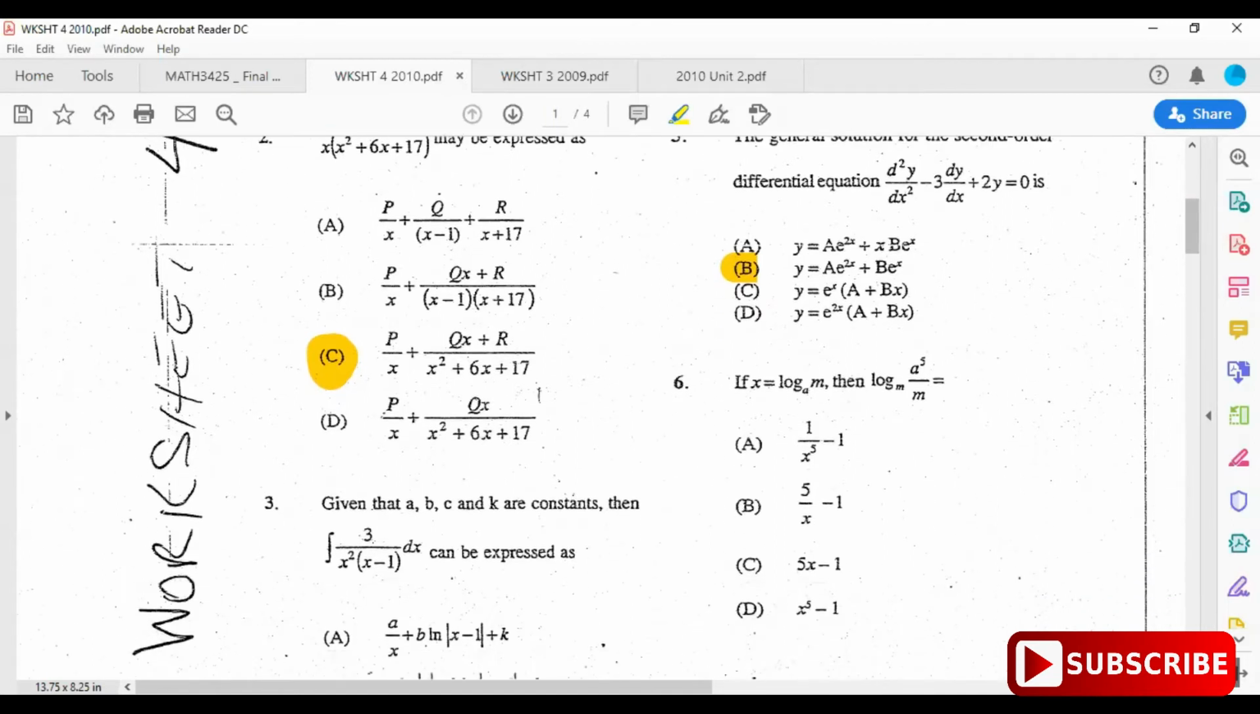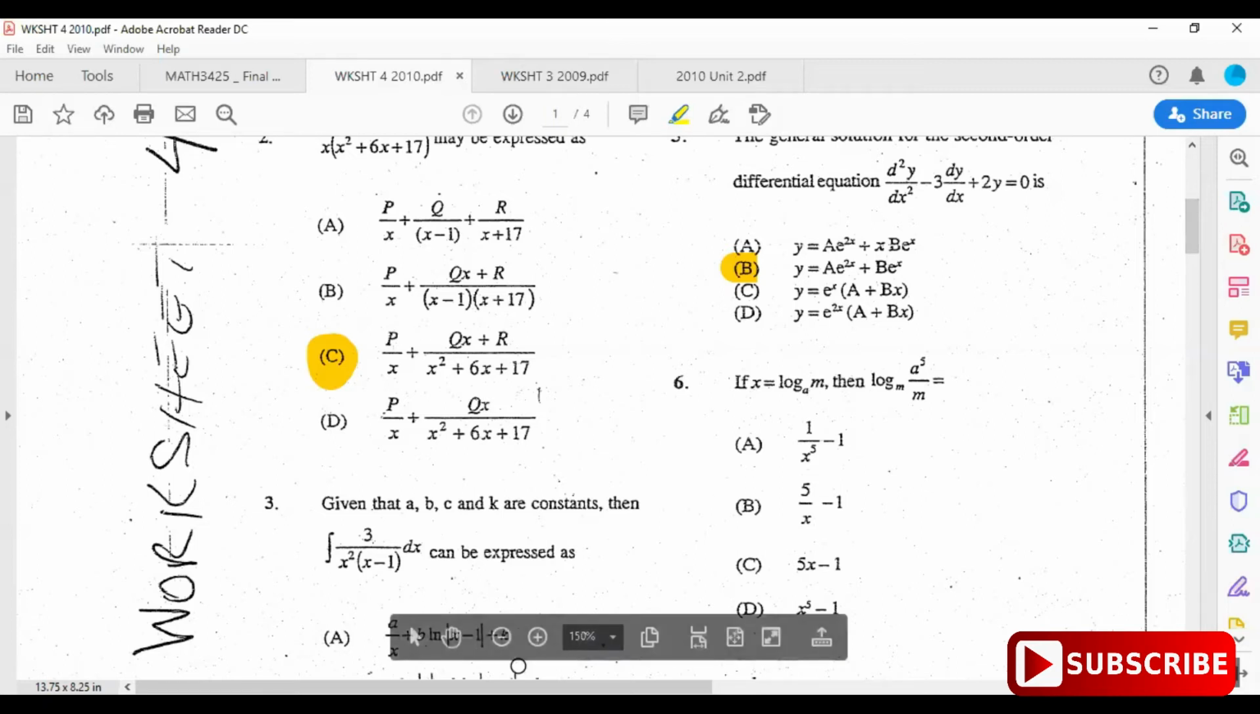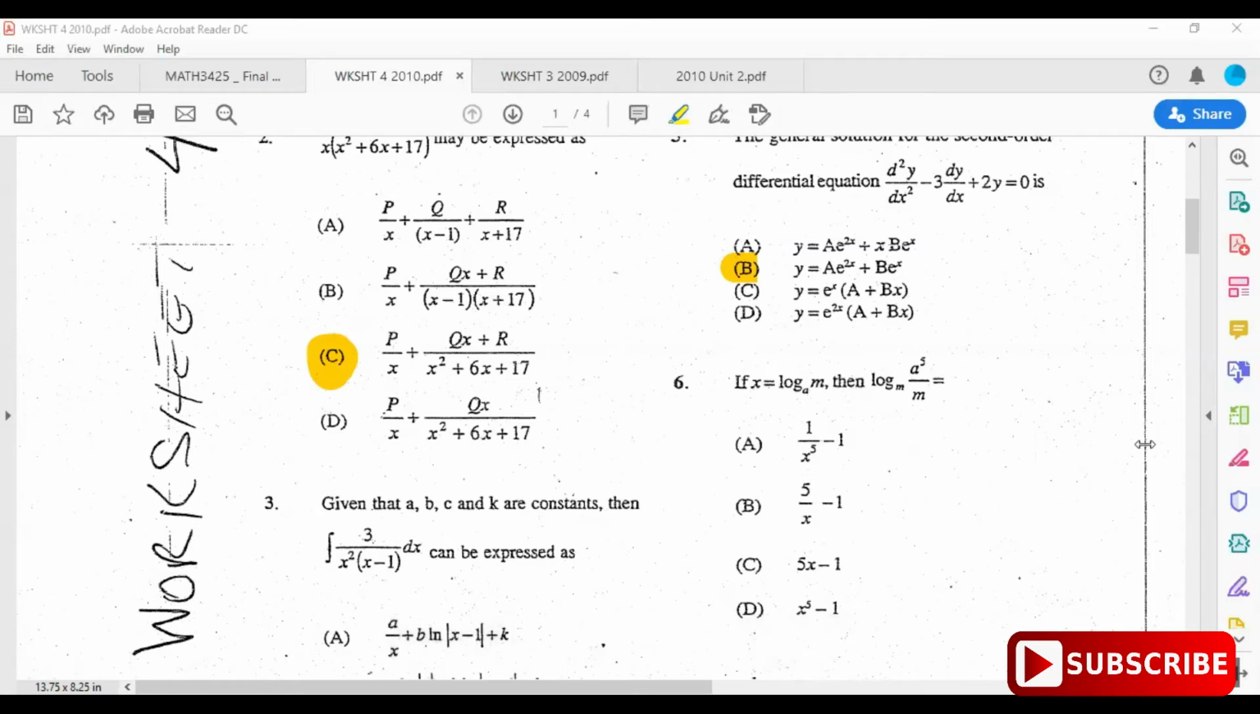All right. Look at question 6 now. It says x is equal to log with base a of m, and they want you to find log to base m of a to the 5th over m. So what do you think? What comes to your mind when you see something like that? Rules of logarithm.